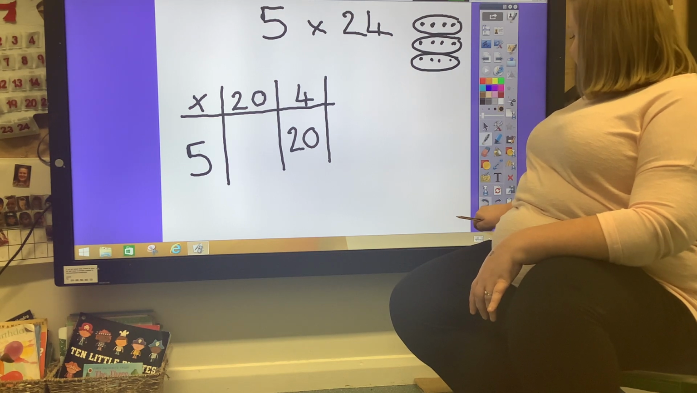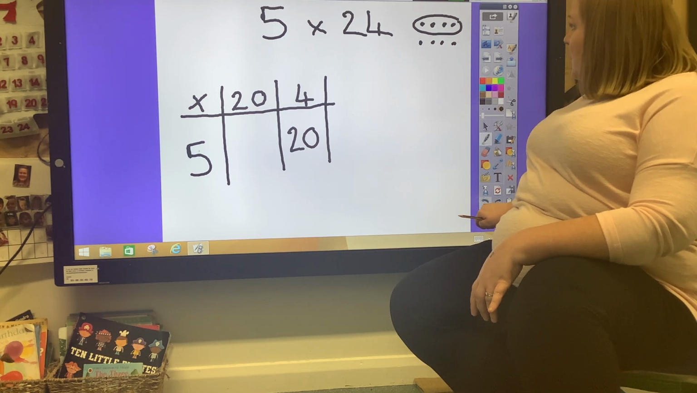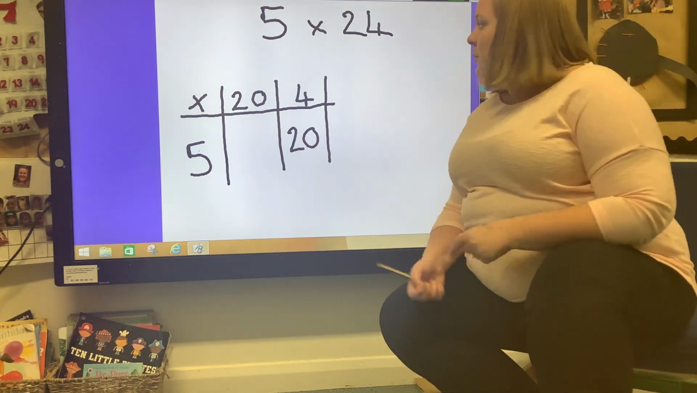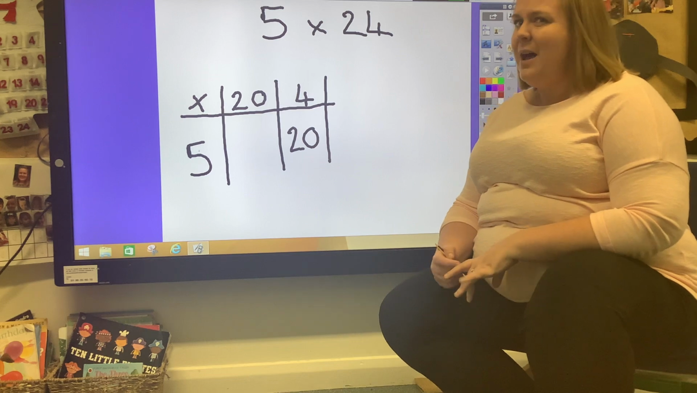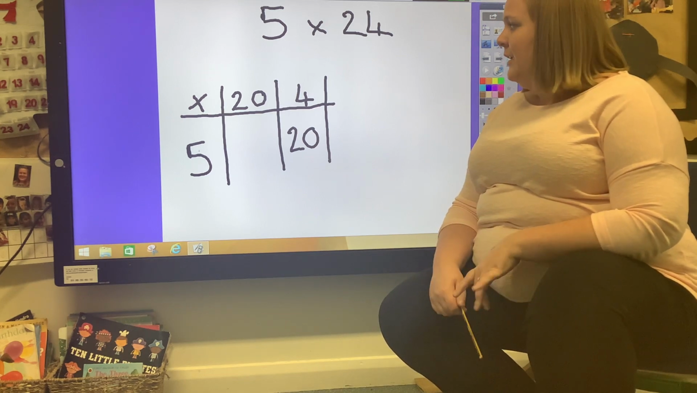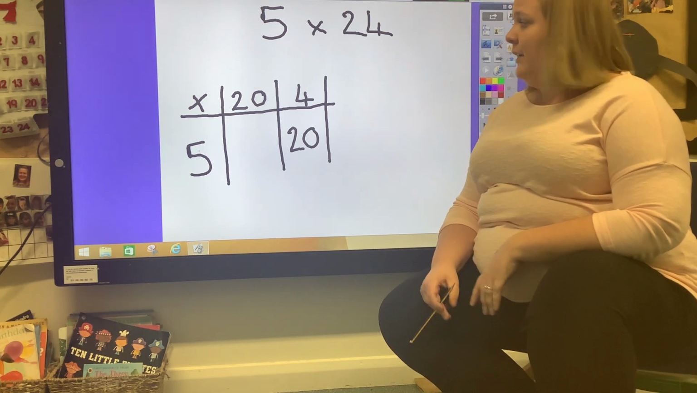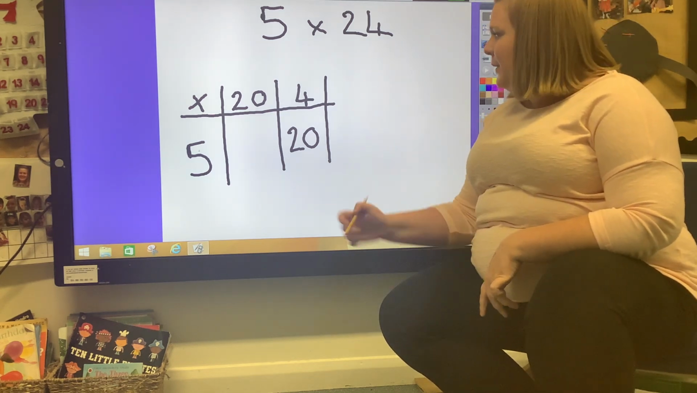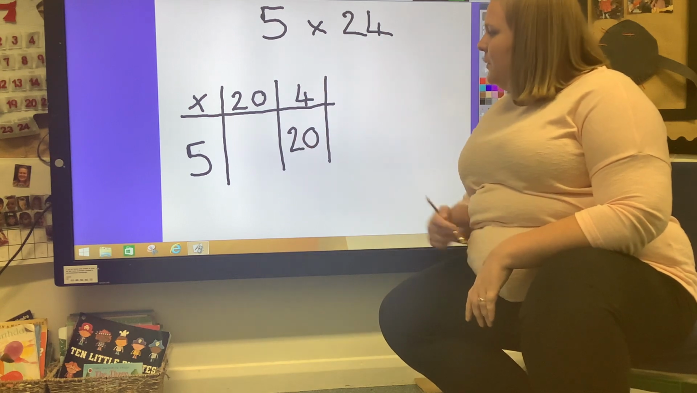for 5 times tables, and by the end of Year 4 we're aiming for the children to be able to instantly recall all of their times tables to 12. So a big expectation that came in with the 2014 curriculum, but one that certainly helps the fluency in their maths so the children can work a little bit quicker. So 5 times 4 was 20.